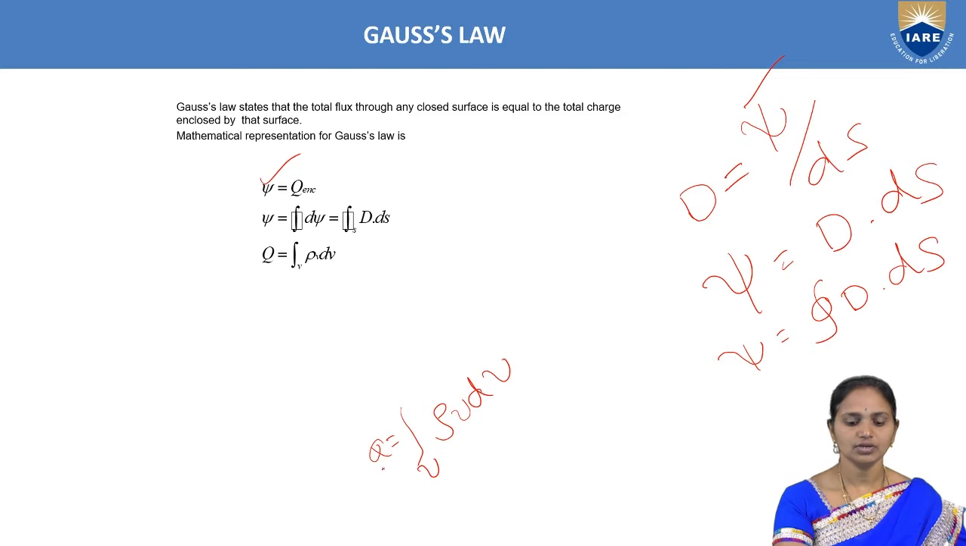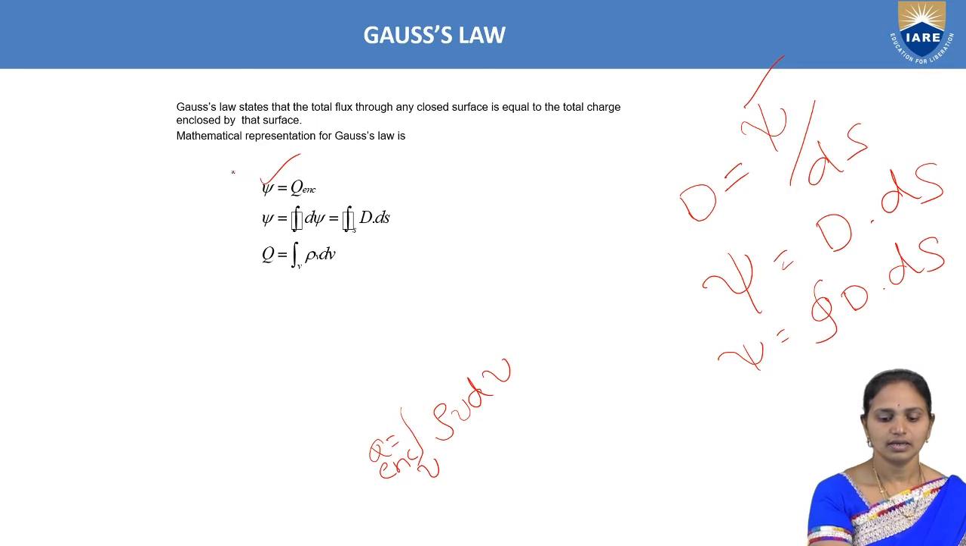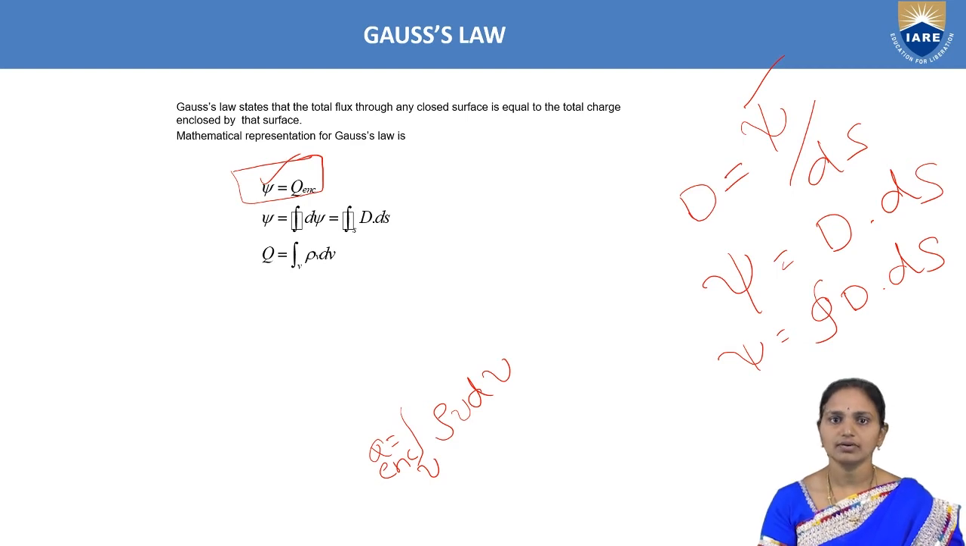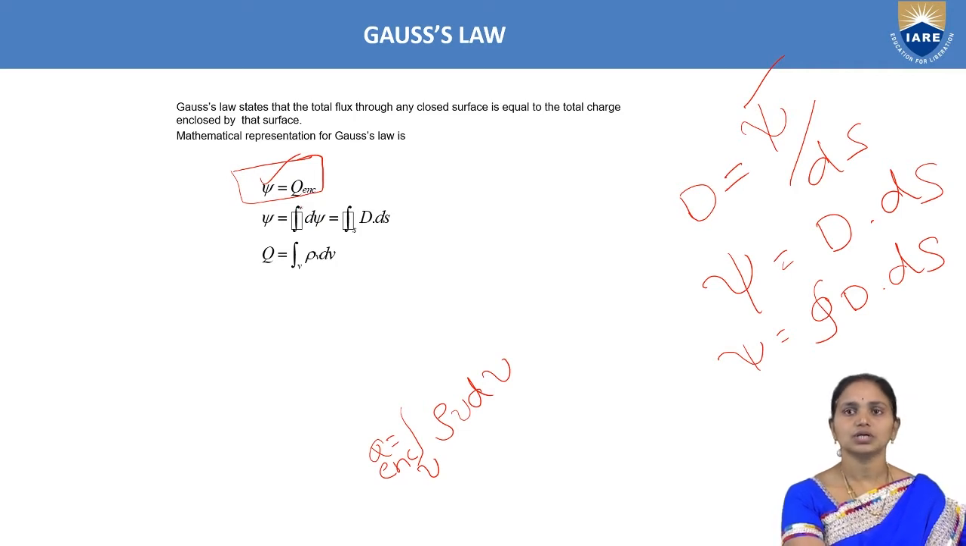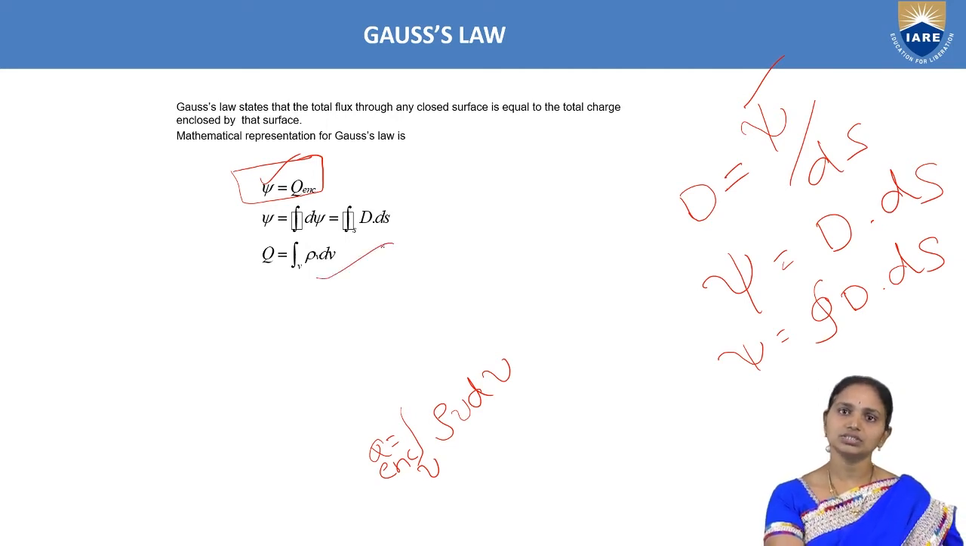Now we need to equate both psi and Q enclosed. According to the statement of Gauss law, flux through any closed surface is equal to the charge enclosed by that surface. Here psi equals Q enclosed. If we write the meaning of psi in terms of electric flux density or electric displacement D, psi equals closed integral D dot ds. Similarly, charge enclosed is along a volume, Q equals integral rho v dv over the volume.